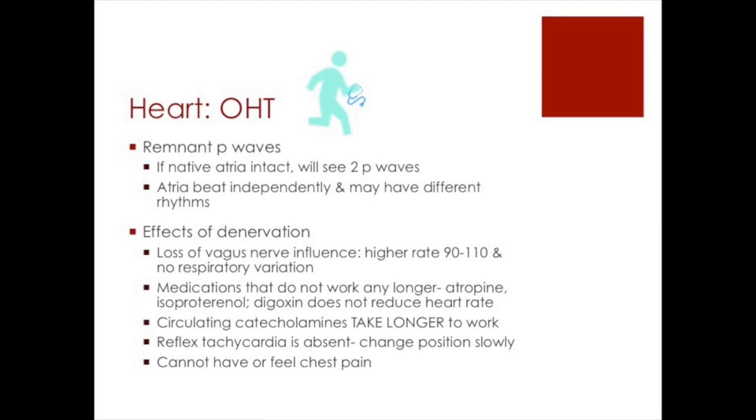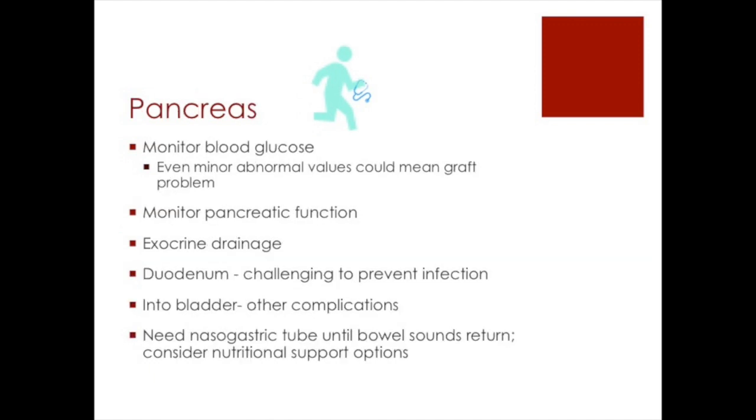Reflex tachycardia is absent. Beware orthostatic BP changes and make sure you change their position slowly. These patients, it's important to note, cannot have or feel chest pain. After a pancreas transplant, you know this already, you're going to be monitoring their blood glucose. You might even need an insulin drip. Even minor abnormalities in their glucose levels or HbA1c could mean there's a problem with the graft, either rejection or thrombosis.